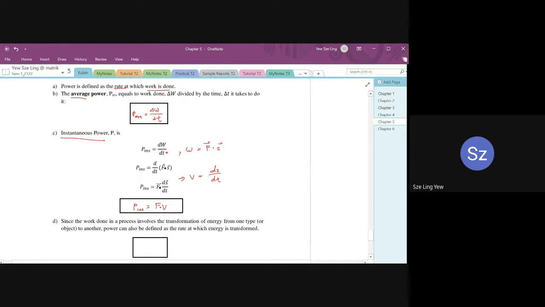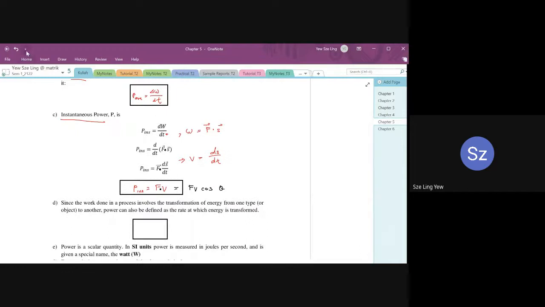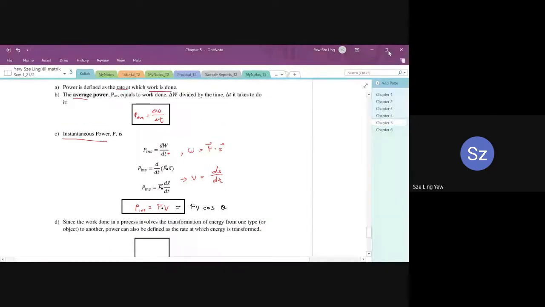So P is equal to F dot V. Therefore, the equation can be written as Fv. Now, because you have a dot product, you have a scalar product here. It is equal to Fv cos theta. That is how you differentiate the equations, and that is how you use the equations.